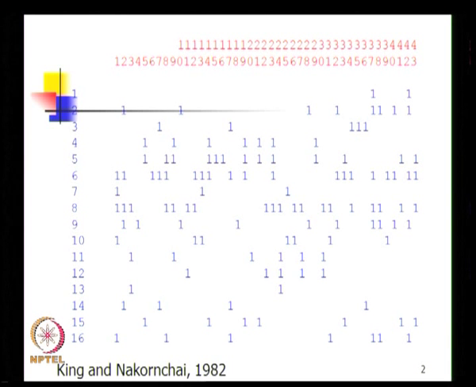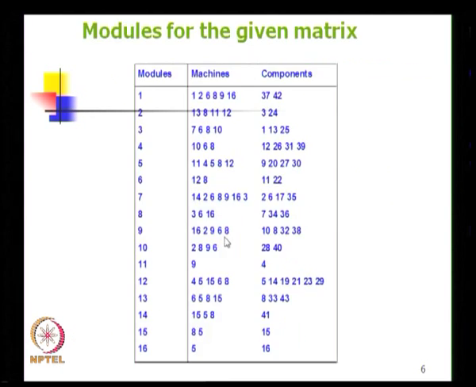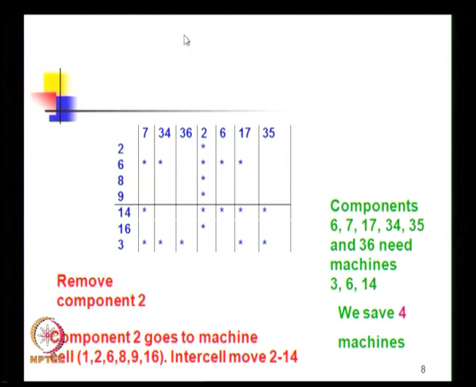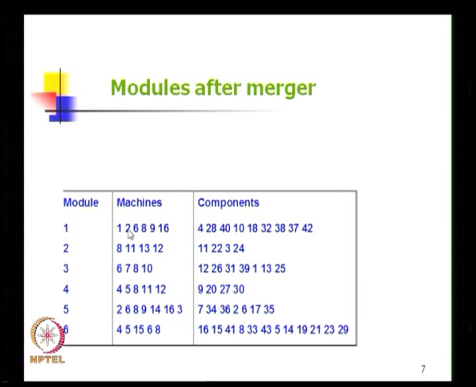But we have to do something for component number 2, we cannot leave it. So, we go back to this table and see which machines component number 2 visits. Component number 2 visits 2, 6, 8, 9, 14, 16. There is a module with 1, 2, 6, 8, 9 and 16. So, 2, 6, 8, 9, 16 are all here, but 14 is not here.